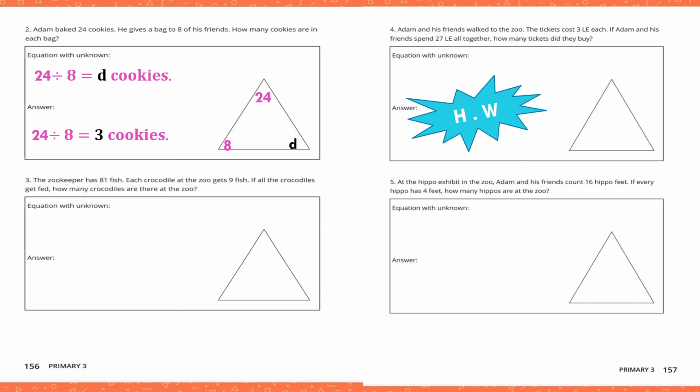The zookeeper has 81 fish. Each crocodile at the zoo gets 9 fish. If all the crocodiles get fed, how many crocodiles are there at the zoo? So, to know the number of the crocodiles, I have to distribute the 81 fish into groups of 9. So, I will write in the fact family triangle 81 in the upper and 9 in the below and x for the unknown number. So, 81 divided by 9 equals x crocodiles.